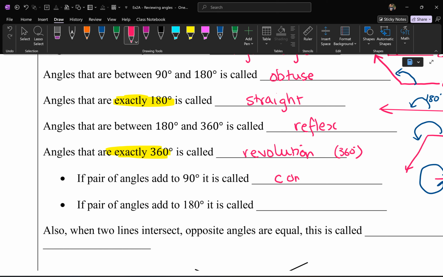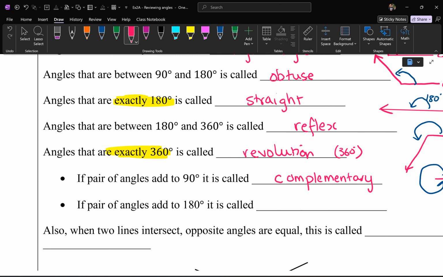Complementary. Now, when you spell this, it's not compliment. A compliment is like me flattering you. Complement is an E. Complementary. Okay, so that's called complementary angles if they add up to 90. Make sure to copy that down.